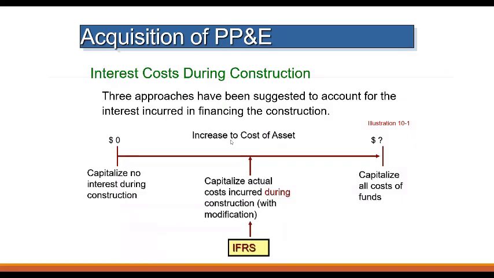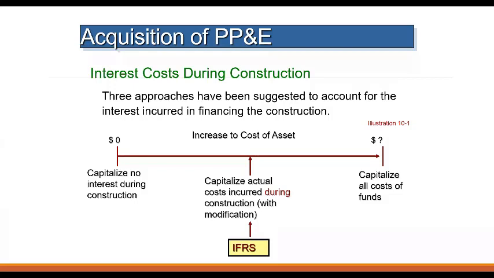We have three approaches. The first one: no interest to be capitalized. What do you mean by capitalized? Capitalized means that it will be added to the cost of the building, the cost of the machine, the cost of the constructed asset. The other extreme says that all interest to be paid will be capitalized. One extreme tells me no interest to be capitalized at all, and the other tells me all the interest must be capitalized.